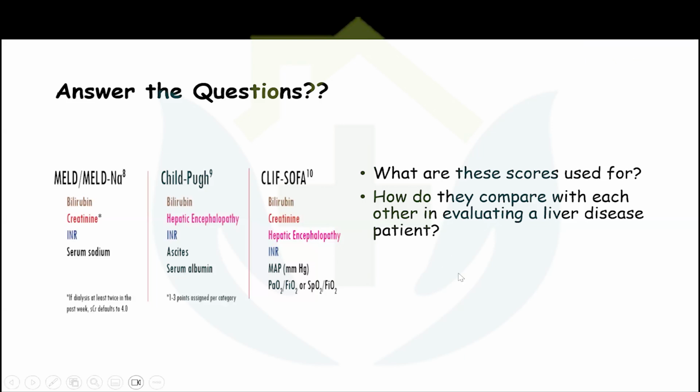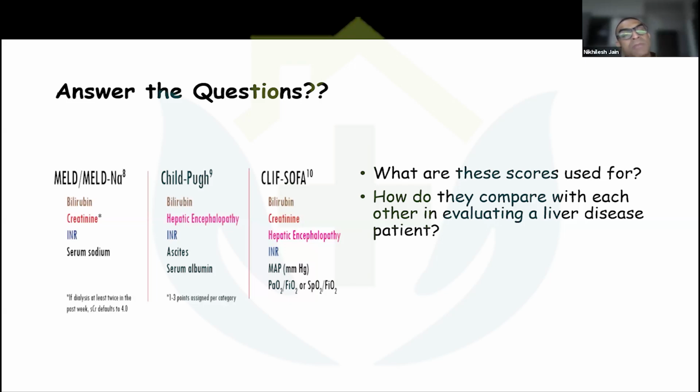Assess liver failure. Indication for liver transplantation. So what would you prefer, MELD or MELD NA? Well, MELD NA is preferred for transplantation purposes. Nowadays, for transplant, MELD NA is given precedence over MELD, and that is how transplant patients are filtered and assigned.